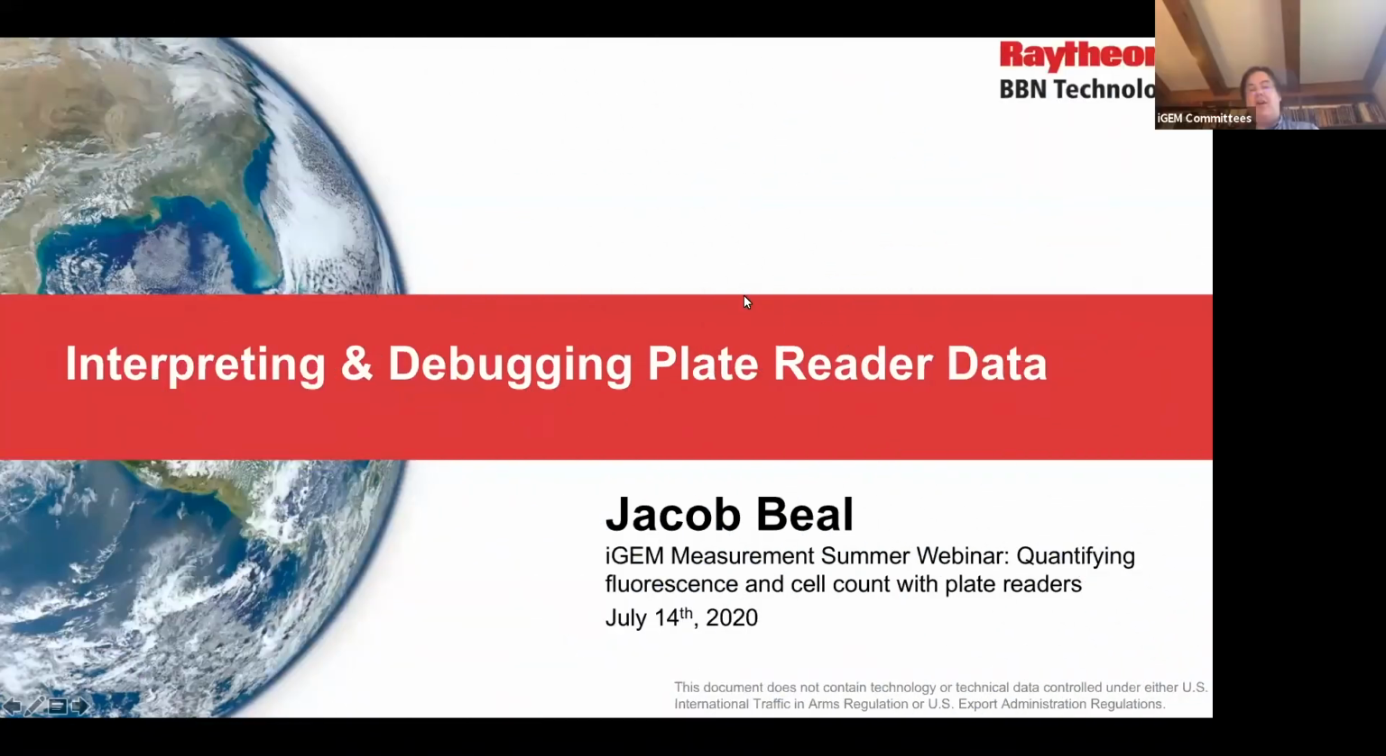The last thing I want to talk about is interpretation and debugging of the calibrated data that you can get out of a plate reader. I see one question just popped up. When we calibrate with fluorescein, which wavelength should we use?